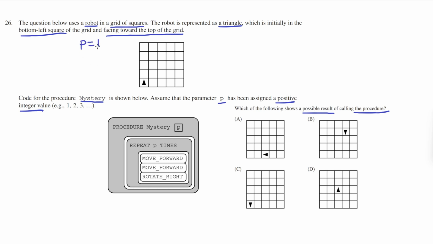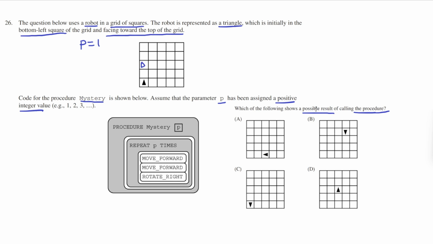So p equals 1, we'll do it in blue. So the procedure mystery p says repeat this here p times. So we don't know the value of p, but our first repetition, we're going to move forward. So that means we're going to be here. Then we're going to move forward again. So that means here, then we're going to end up here. So move forward just means go in the direction of the triangle. And then rotate right. So that means we're not going to move, we're just going to rotate. So we're going to stay in the same square. So after one iteration, we end up in this square here, facing to the right.